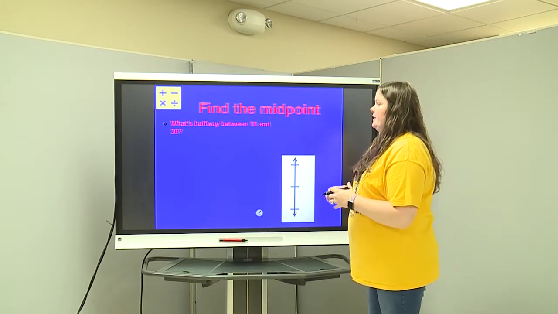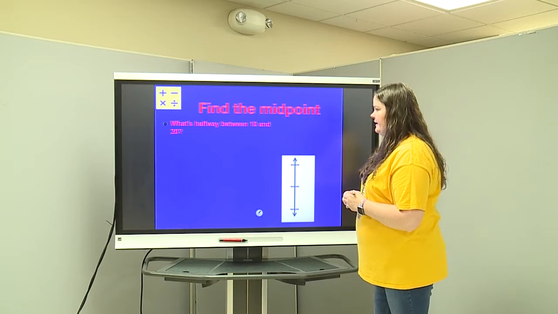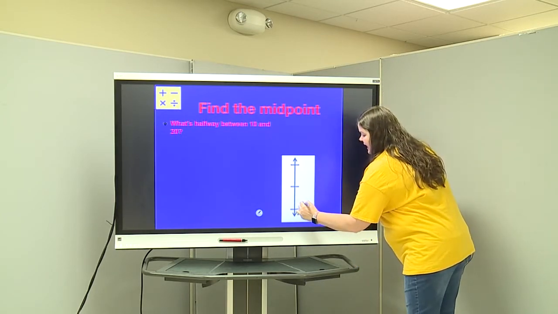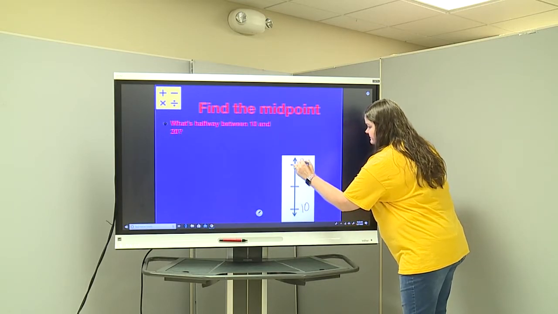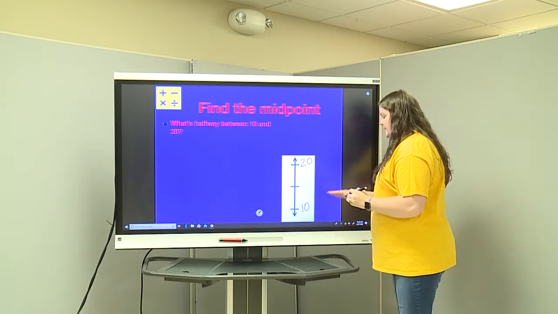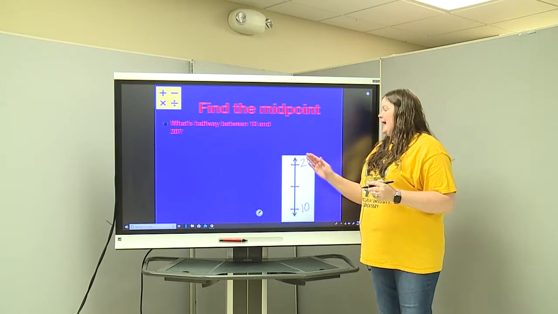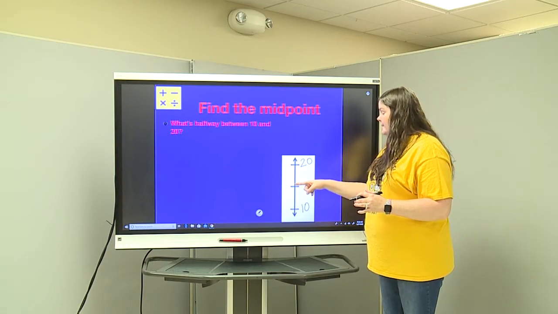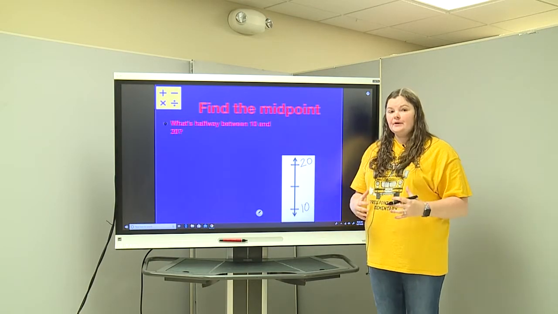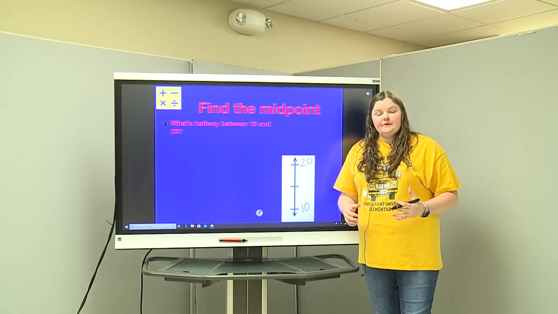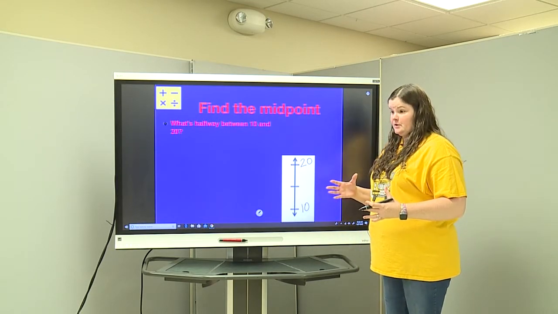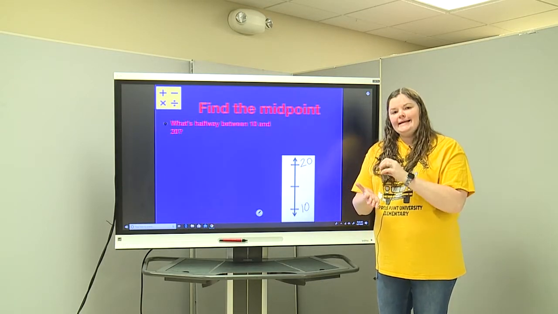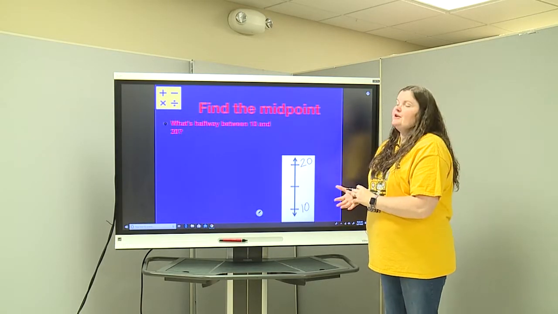So let's start with this first question. What's halfway between 10 and 20? If I put 10 at the bottom and 20 at the top, that means I'm not going to be going lower than 10, and I won't be going higher than 20. But I need to figure out this midpoint, or the very middle of those two numbers. If I was going to count between 10 and 20, I need to figure out what would come right in the middle of those two numbers.